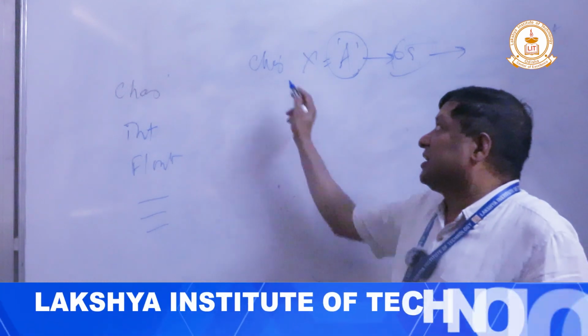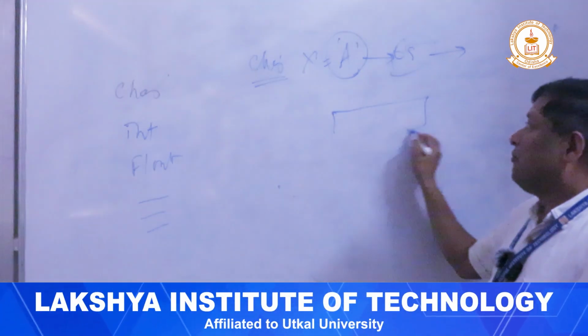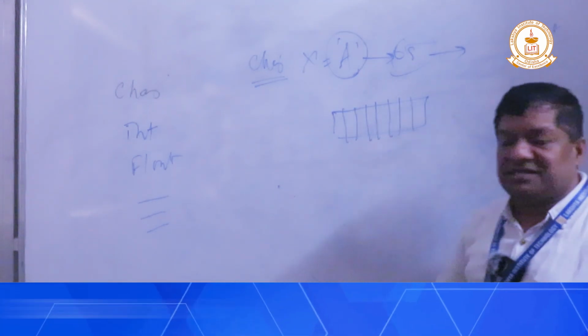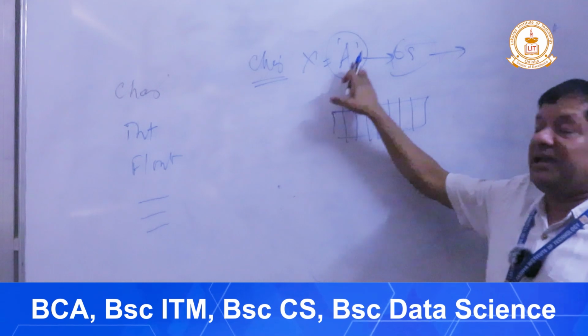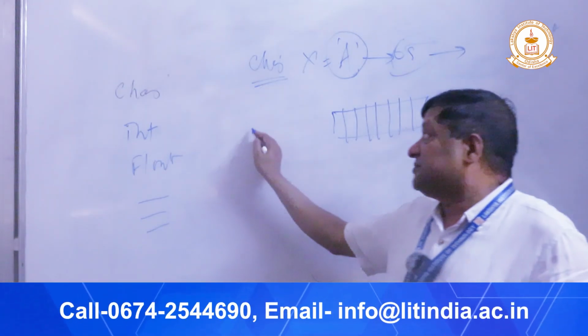What is the binary? Okay, how much memory does the character type reserve? The character type reserves 1 byte, which means 8 bits. Character x is equal to 'A' is converted into 65. What is the binary for 65? You know the binary for 65.